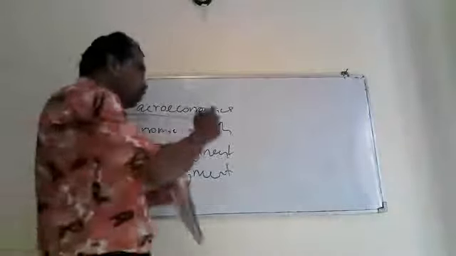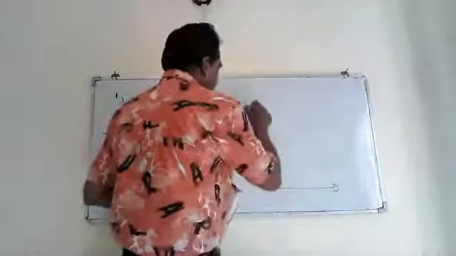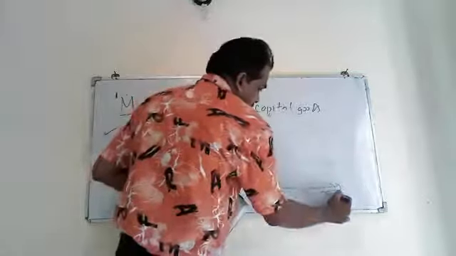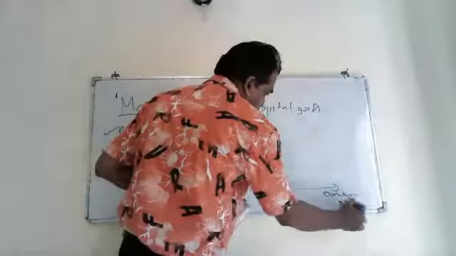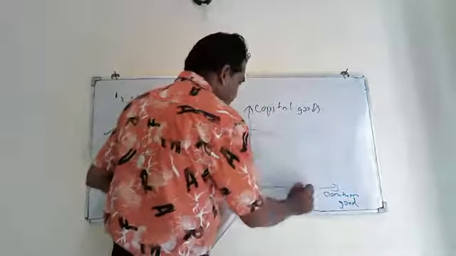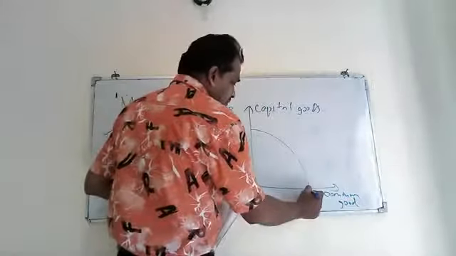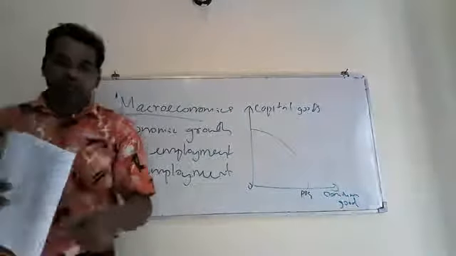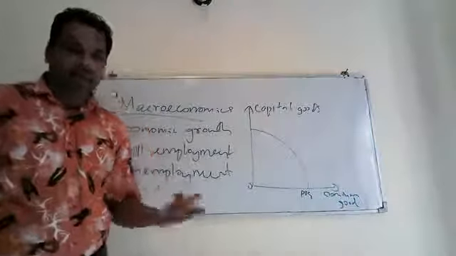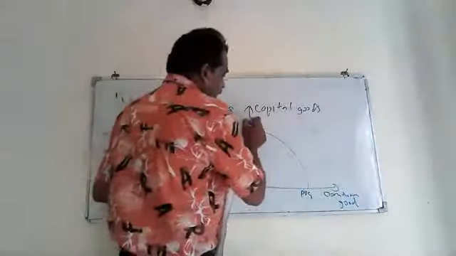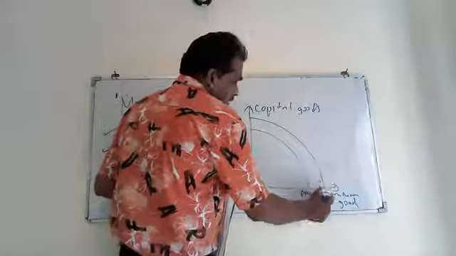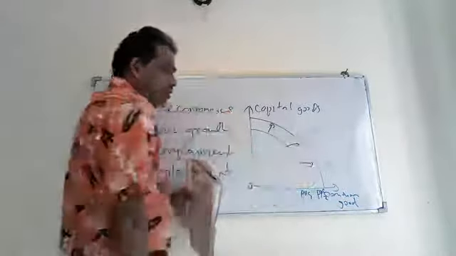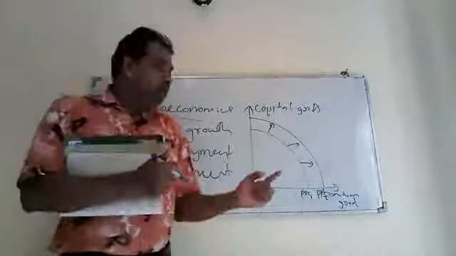Then, if you take here capital goods and consumer goods, this is your PPC, existing PPC, PPC 1. Then, because of economic growth, we can easily increase our production level, production capacity. Therefore, you can shift your original PPC rightwards. That is how you can indicate economic growth in a PPC diagram.